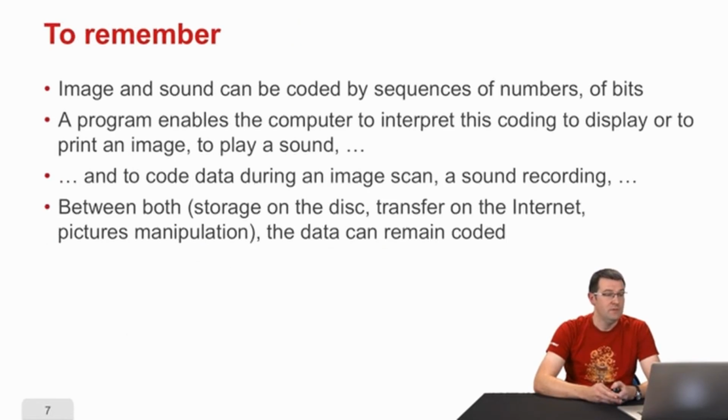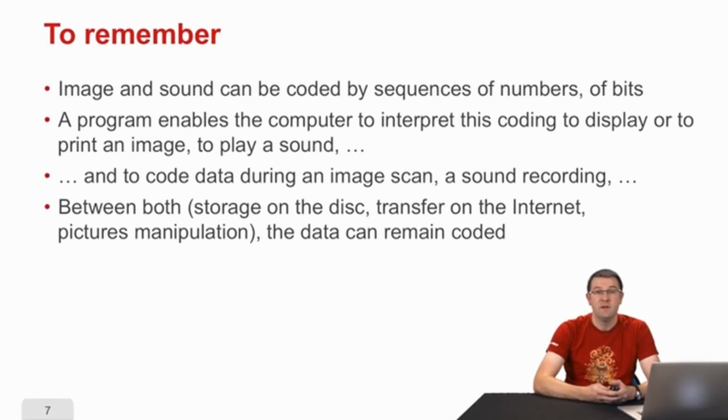What should we remember from this chapter? First of all, we can code images and sounds with sequences of a number of bits, as we did earlier for numbers or letters of a text. Then, we will also have computer programs that will interpret this coding, meaning reading the image information, what are the height, size, and the number of bits used for the pixels, which will enable the computer to display this image on the screen, to print it, to manipulate it, etc.